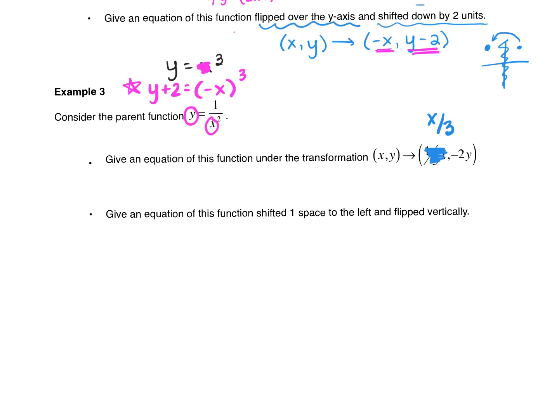So this is going to be a 3x instead of an x now. It's going to be squared still, in parentheses. The 1 on top stays there. And then this is still equal to whatever's happening over there with the y. So I just took my x out and replaced it with a 3x. Okay?